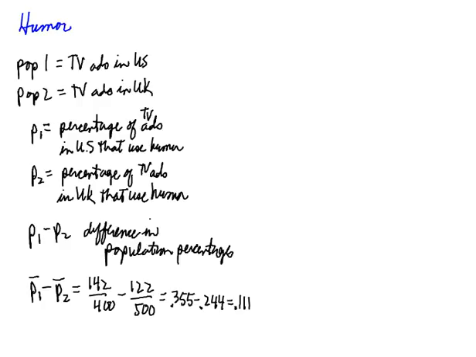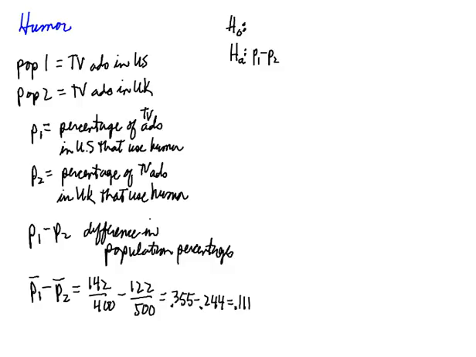Samples were taken, and a sample percentage for the United States and one for the United Kingdom was calculated, and the difference is 11.1% or 0.111, and that is my estimate of P1 minus P2. Is it enough evidence to conclude that there is a difference in these population percentages? In running a hypothesis test, the first thing I'll do is set up the null and alternative hypotheses, and I'm testing to see if I can show that there's a difference. The confidence interval that we did earlier is every indication that there is, but let's go ahead and run the hypothesis test and see if that is true.